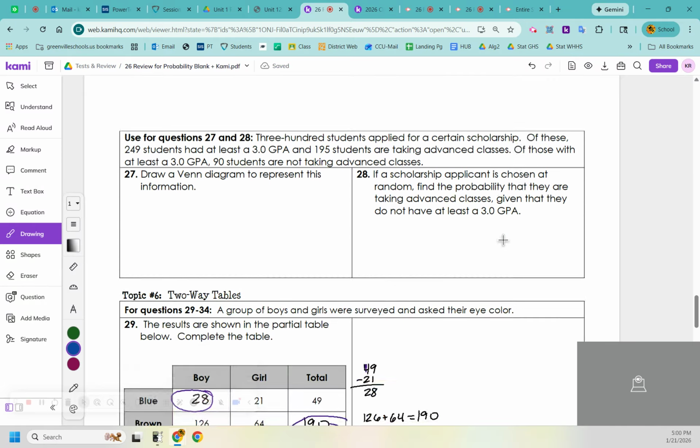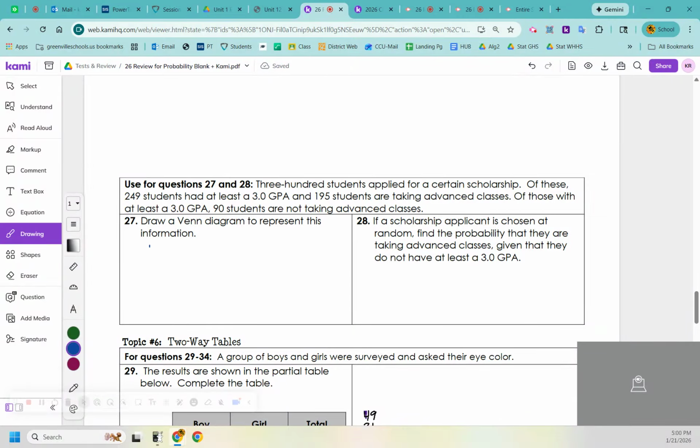Last one. Draw a Venn diagram. Love Venn diagrams. I love Venn diagrams. Enough for everybody, trust me. 300 students. This whole square has to add up to 300. Applied for a scholarship. Of these, 249 had a GPA of at least a 3.0. That's a 3.0 or better. And 195 are taking advanced classes, plus classes. Good for them. Of these, with at least a 3.0, 90 are not taking advanced classes.